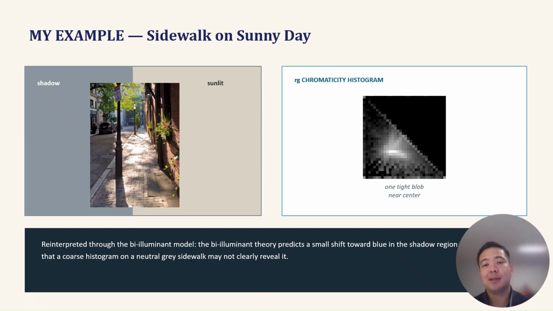At the time, I read that as meaning the color of the sidewalk didn't really change between sun and shadow, only the brightness did. Looking back at that now with the Bi-illuminant model in mind, that's a simple scenario, where the sky color and the sunlight color happen to be close enough, or the sidewalk itself is plain enough that the shift is hard to notice by looking at a basic histogram. But the Bi-illuminant model tells us there should be a small shift toward blue happening in that shadow, even if it's too subtle for this photo to clearly show it.